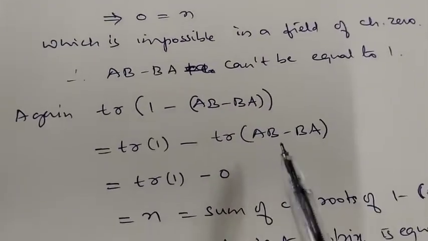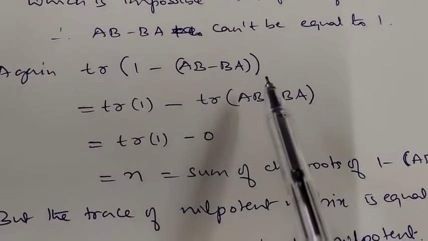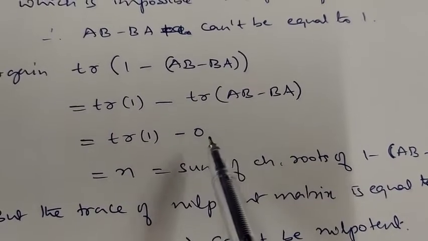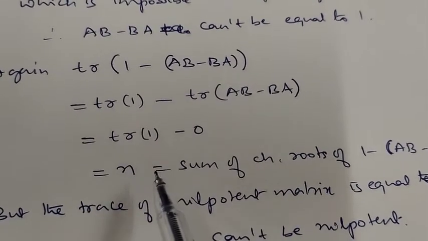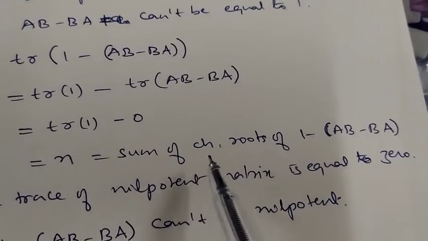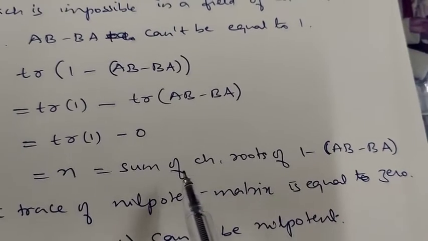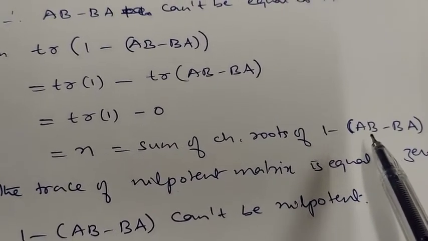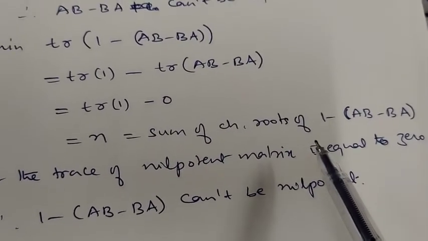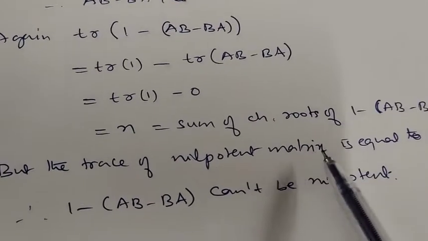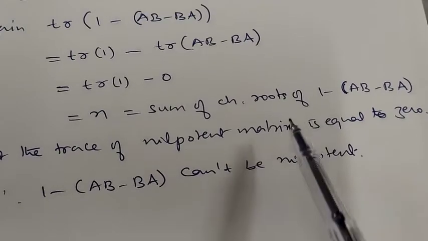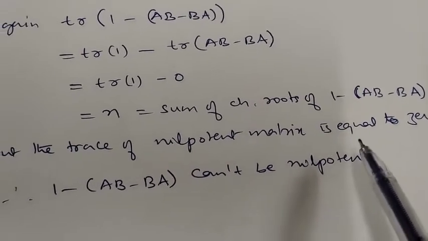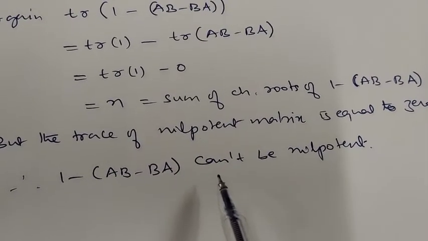So the first is proved. Next, look here: trace of 1 minus (AB minus BA) is equal to trace of 1 minus trace of (AB minus BA). Trace of 1 is n. Trace of AB minus BA is 0. Therefore trace of 1 minus (AB minus BA) is equal to n. Trace is nothing but the sum of characteristic roots of the matrix. But a nilpotent matrix cannot have the trace n, which is non-zero, because the trace of a nilpotent matrix is equal to 0. You know that all the eigenvalues of a nilpotent matrix are zeros, lying on the main diagonal. The sum is 0, therefore you can declare that 1 minus (AB minus BA) cannot be nilpotent.